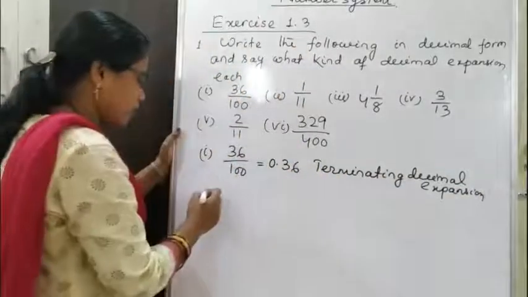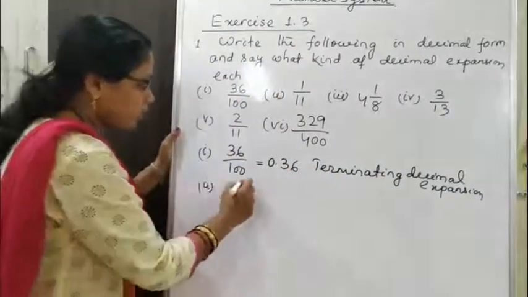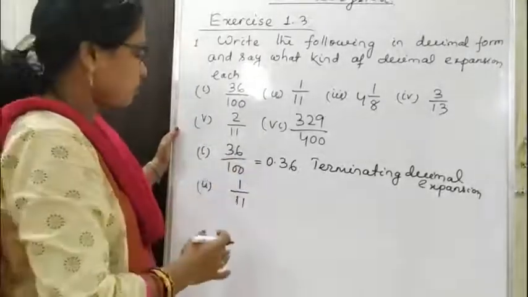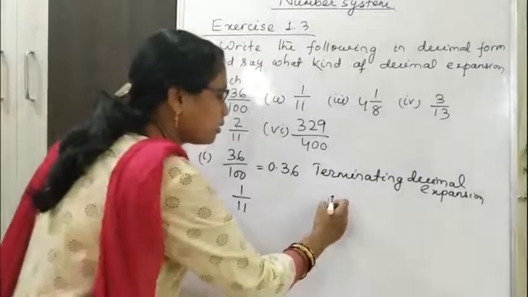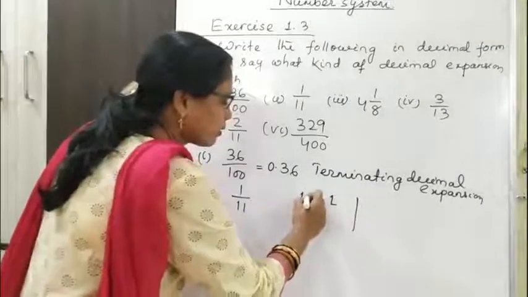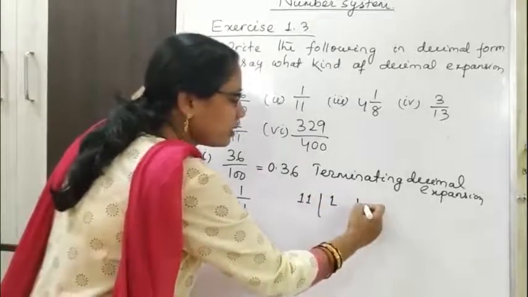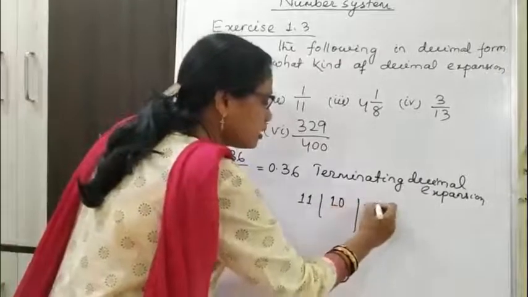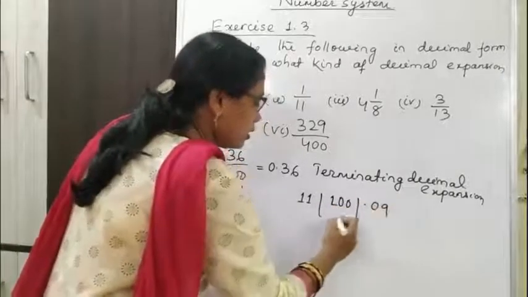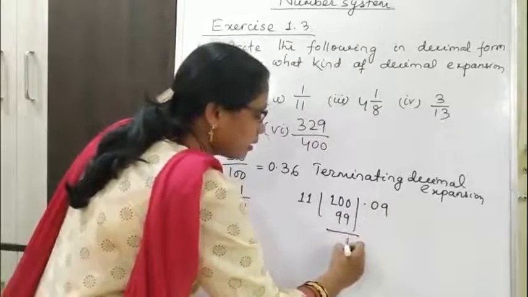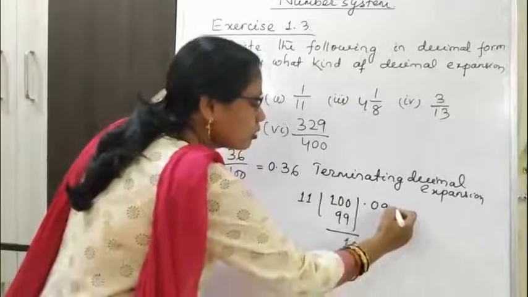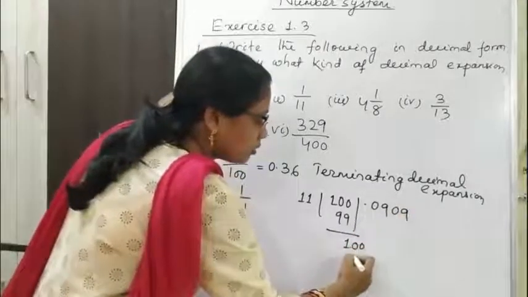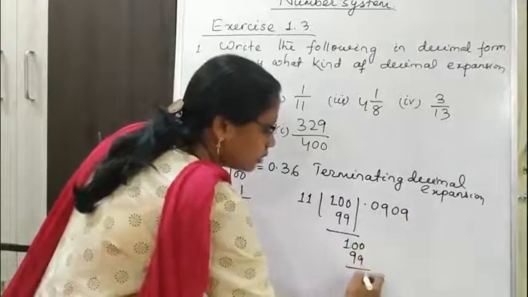Then come to the second one, that is 1 by 11. To convert this rational number into a decimal number, we have to divide 1 by 11. So 1 is smaller than 11, so we will put here a decimal sign. Then we put 0, then 0, then 0, 9, 99. Then 1, again we put 0, so this is less than 11, so we put 0, again 0, 99. So it will continue.